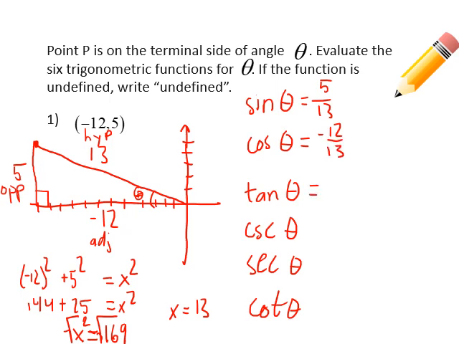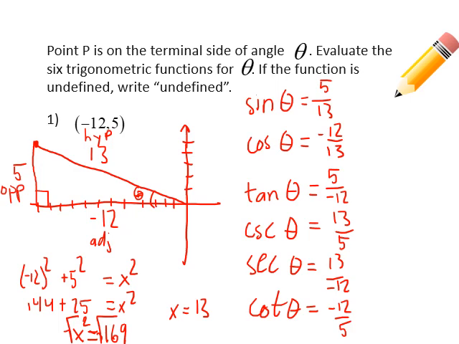And tangent is opposite over adjacent. And our reciprocal functions, flip those guys over, I get 13 over 5, 13 over negative 12, and negative 12 over 5. Those are our 6 trig.